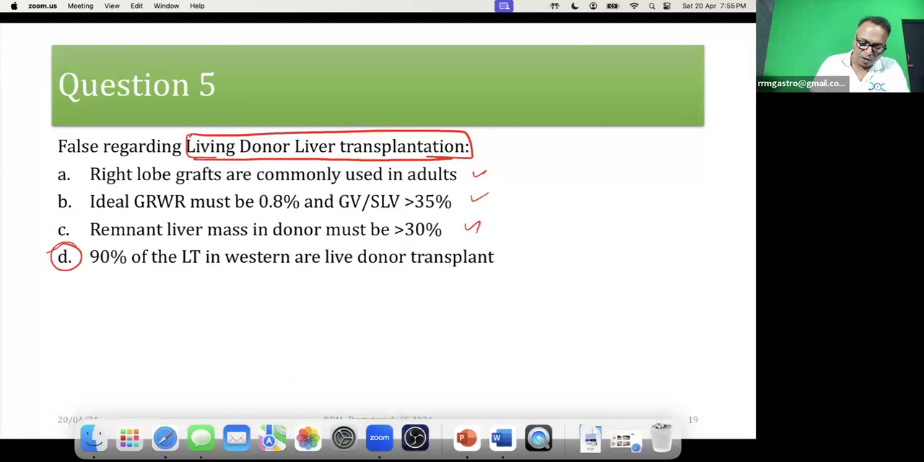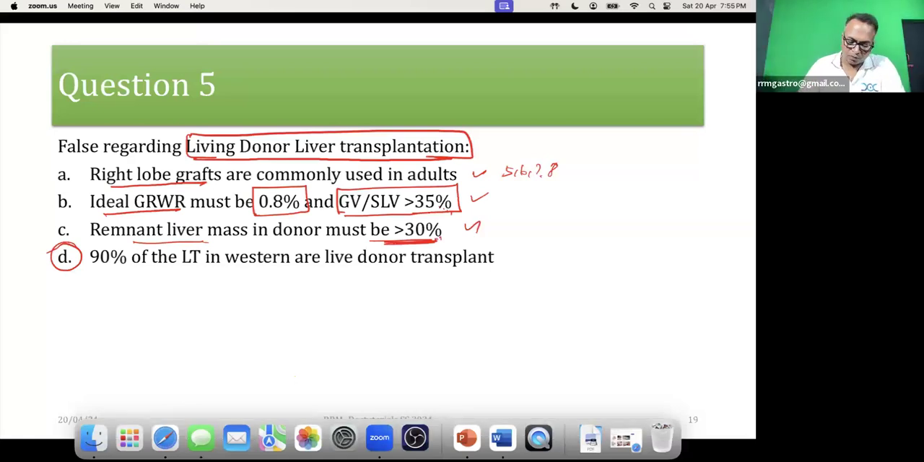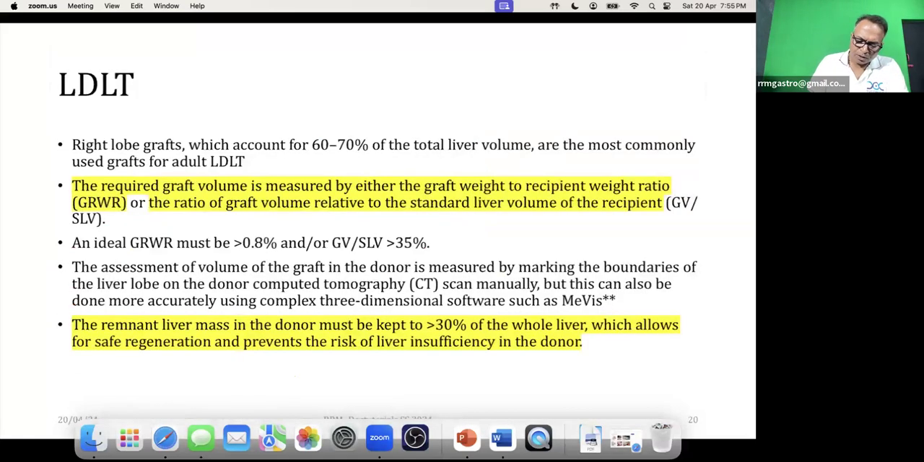So the answer here is: right lobe grafts are commonly used in adults. Yes, segments 5, 6, 7, 8 are used. Ideal GRWR must be 0.8, and graft volume by standard liver volume should be more than 35%. Remnant liver volume in a donor must be more than 30%. Okay, this is very important. Don't forget this.